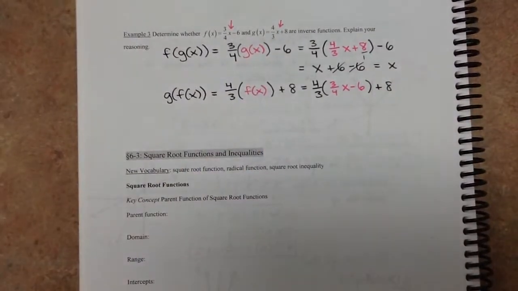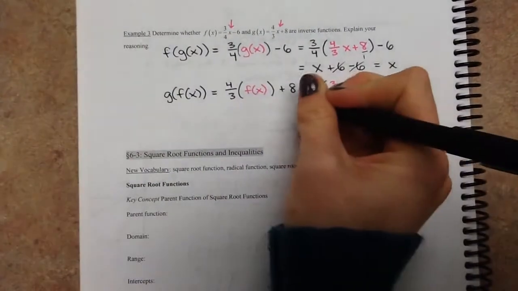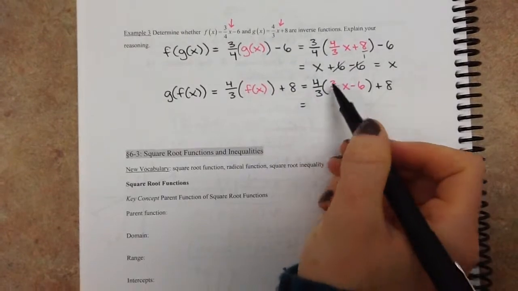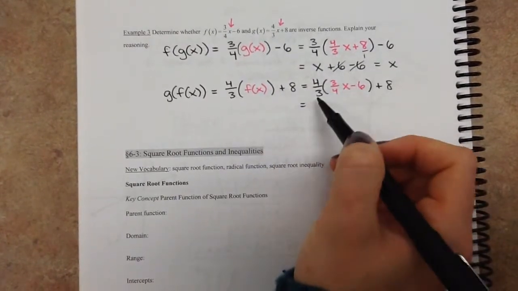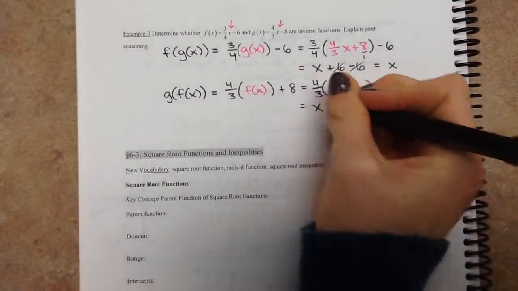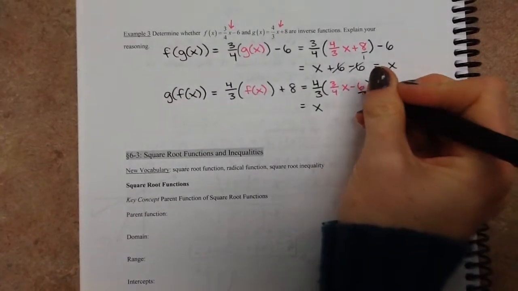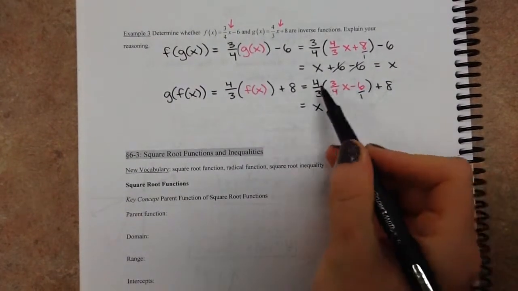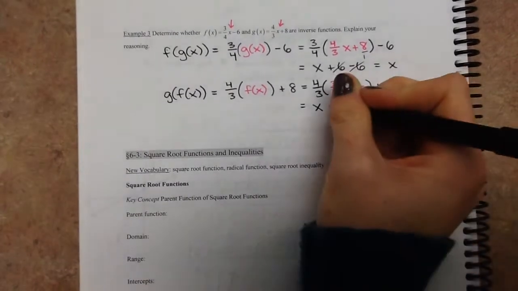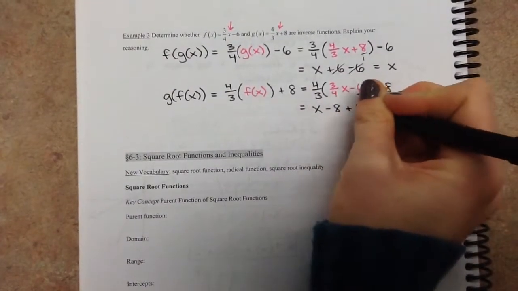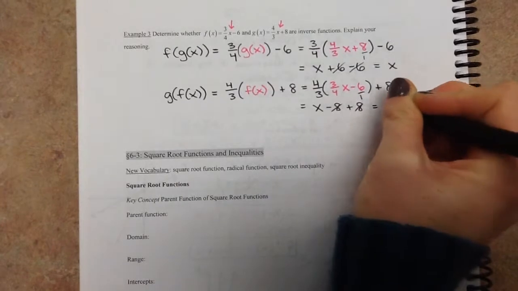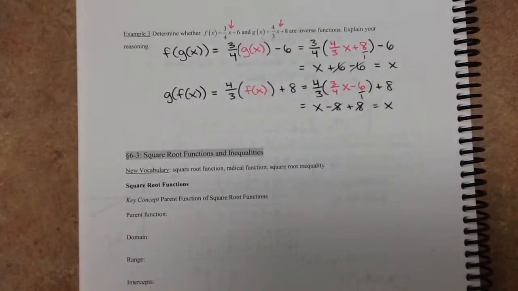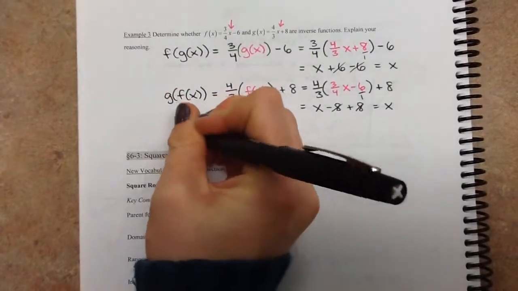Just like I did up above, I'm going to clean this up and see what I get. 4/3 times 3/4, just like up above, will cancel out. All I have left is the x. And once again, I can think of that as 6 over 1. So I have 4 times negative 6, which is negative 24, over 3, which is negative 8. Plus 8, and these will cancel out, and I end up just with x. So my answer would be yes, they are inverses of each other.